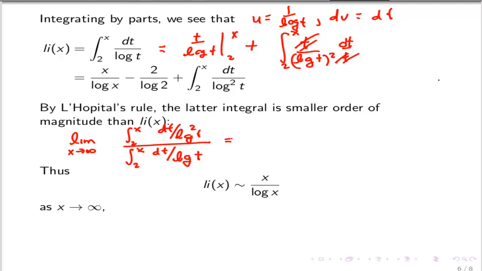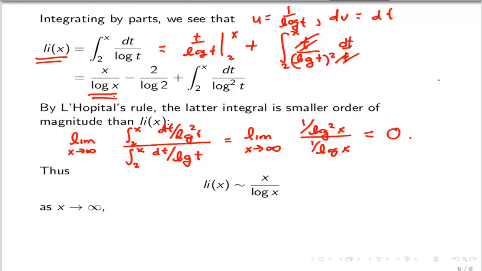Use L'Hopital's rule. We take the derivative of the top. Taking the derivative of the integral, we just get 1 over log squared x, and this is 1 over log x. And so you get log x over log squared x, which goes to 0. Okay, so the latter integral is of smaller order of magnitude than the quantity on the left-hand side, which tells me that this quantity agrees with this quantity in order of magnitude. So if you took the ratio of these two quantities, that limit would approach 1.